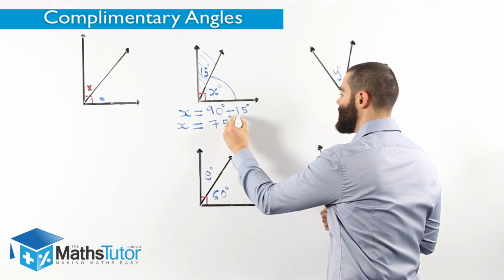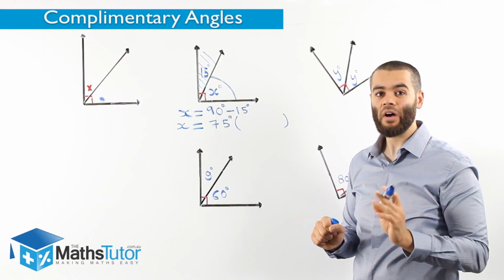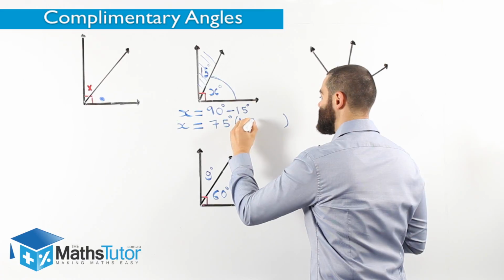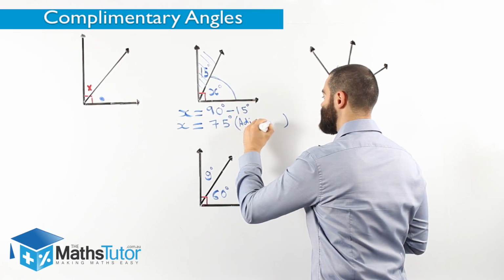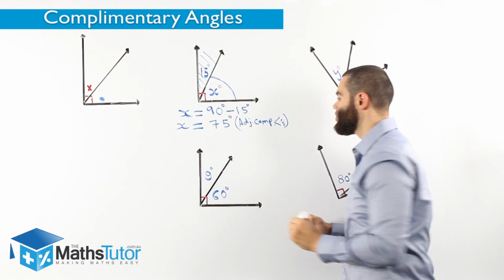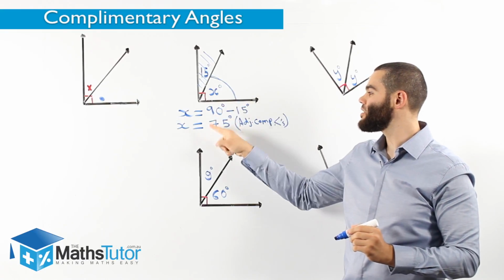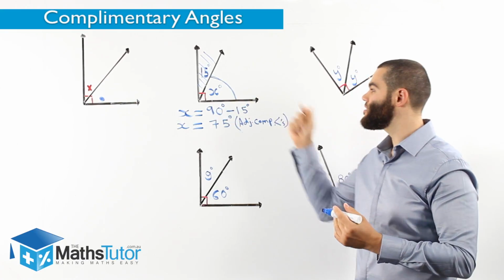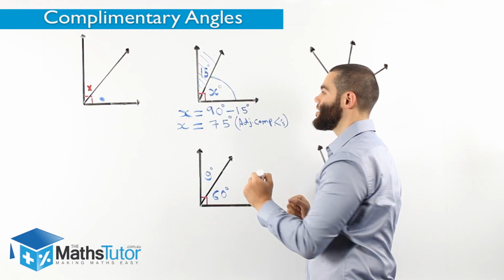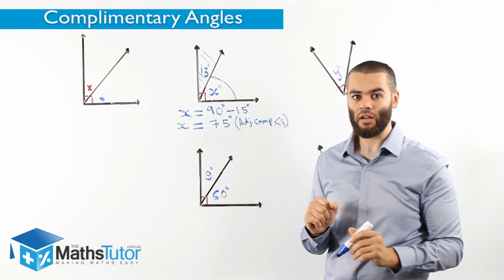75 degrees, and as we said before, we always have to give a reason. We have to justify our answer. In this case we say adjacent complementary angles. We are saying that x is 75. How did we get 75? Because these are complementary angles. As we can see, they add up to 90 degrees. This is 15, so x must be 75 degrees.